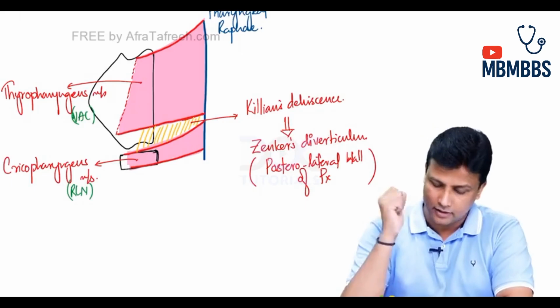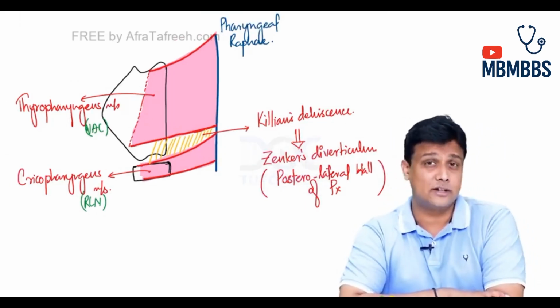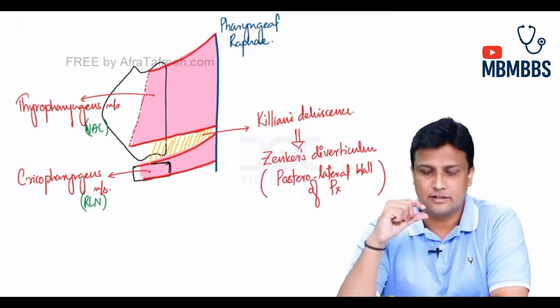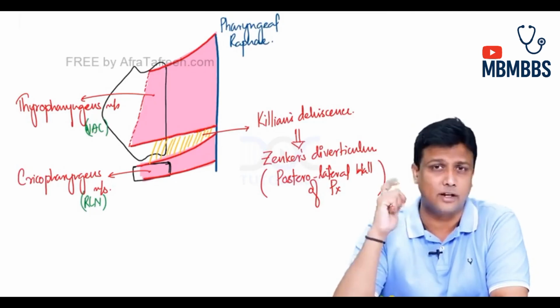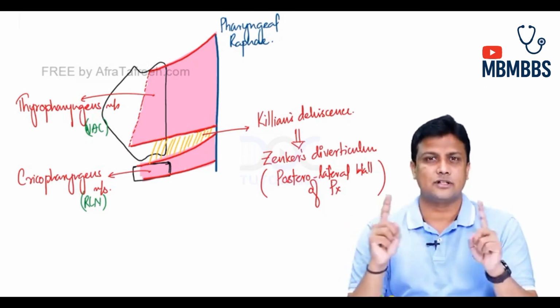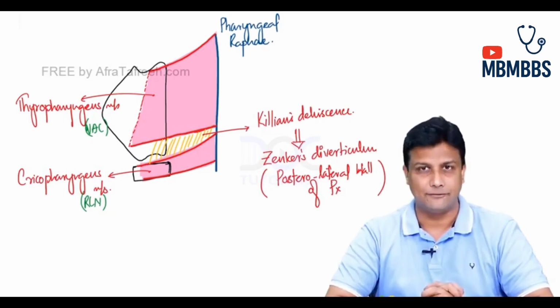That's one important thing. Already tested in your exam, and I hope you understood where exactly will be the Zenker's diverticulum between the thyropharyngeus and the cricopharyngeus. There is an area of weakness, and that is the area where you have a diverticulum forming. Done. And for all the constrictor muscles, the common insertion will be on the pharyngeal raphe.